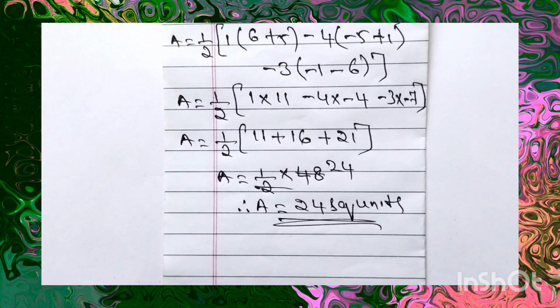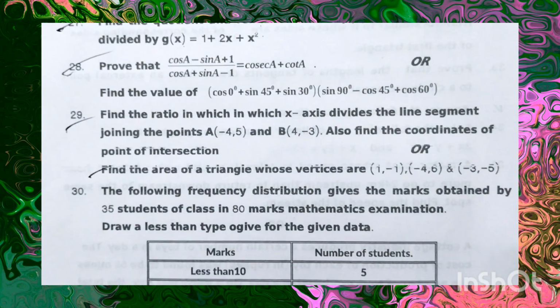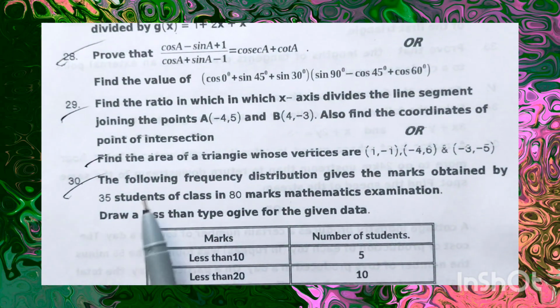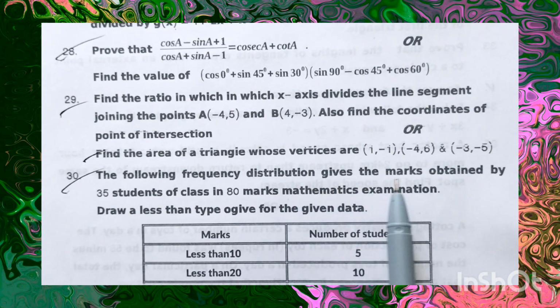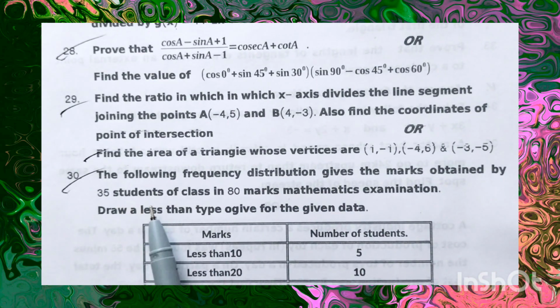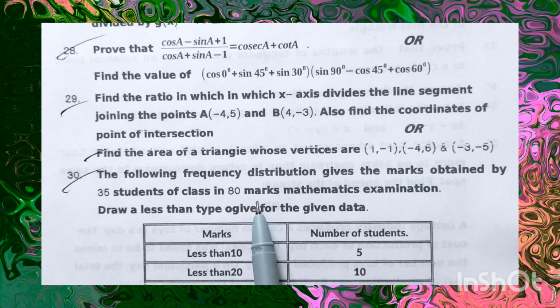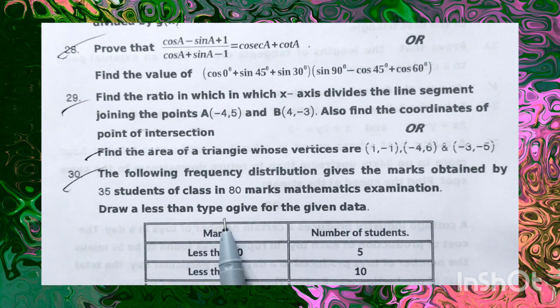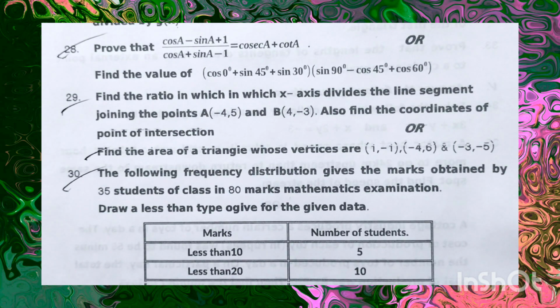Now let us move on to the 30th question. What is the 30th question? The following frequency distribution gives the marks obtained by 35 students of a class in an 80 marks mathematics examination. Draw the less than type Ogive graph for the given data.